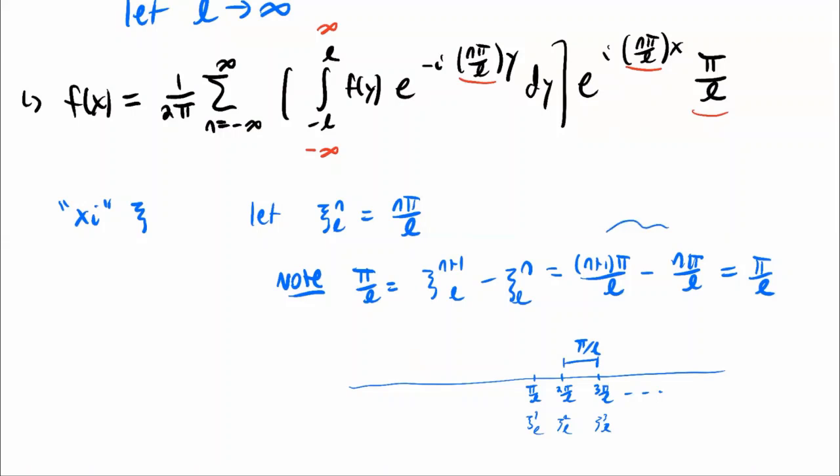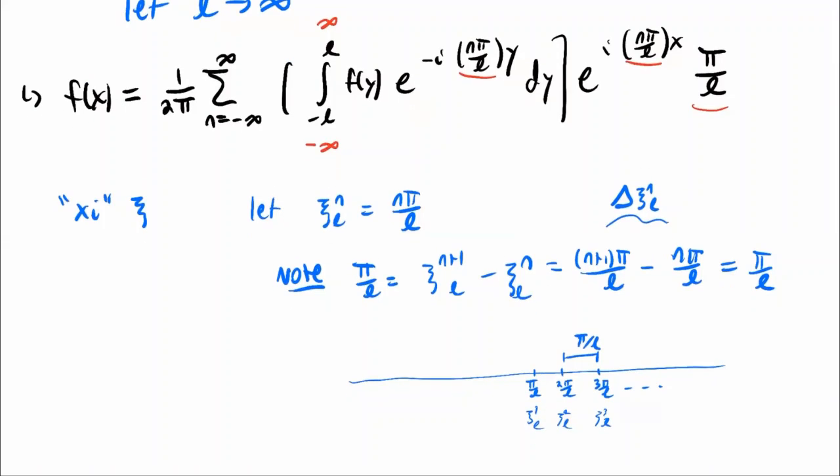And so I'm going to define this to be the change in xi, so I'll call this delta xi n L, just by notational definition. Delta xi n L is just pi over L. It actually doesn't depend on n, but you'll see why I'm using this notation in a second. I just want to caution, this is not the Laplacian, this just means the change. So this is just this difference here as the definition.